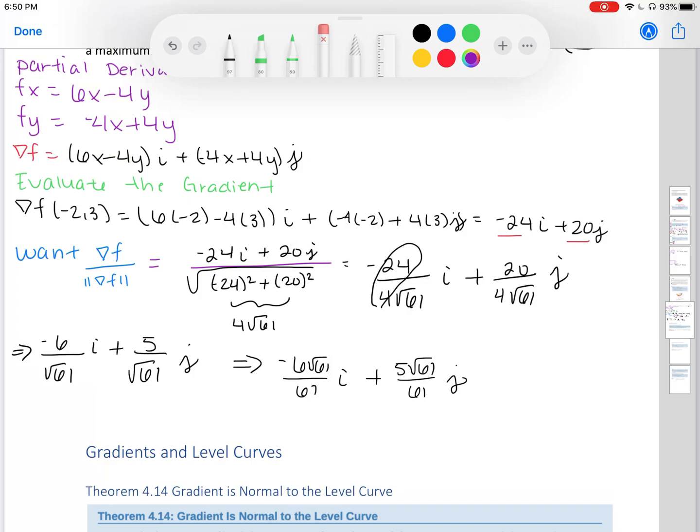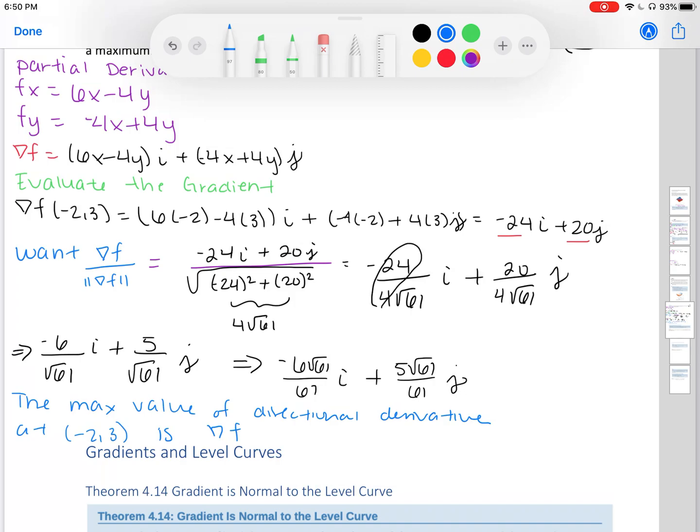Now, to answer the question, what is the max value of the directional derivative? We would say the maximum value of the directional derivative at negative 2 comma 3 is the magnitude of del f at negative 2, 3, which is 4 square root of 61, which is this right here.